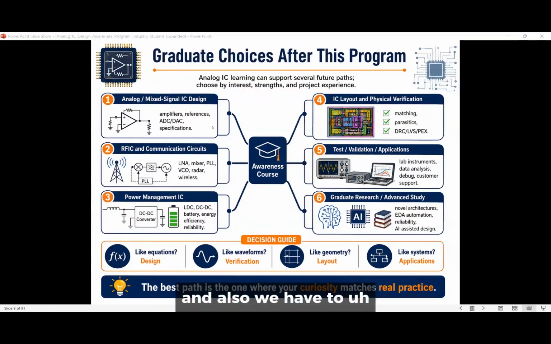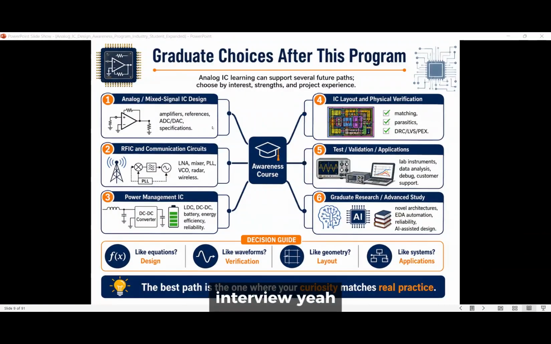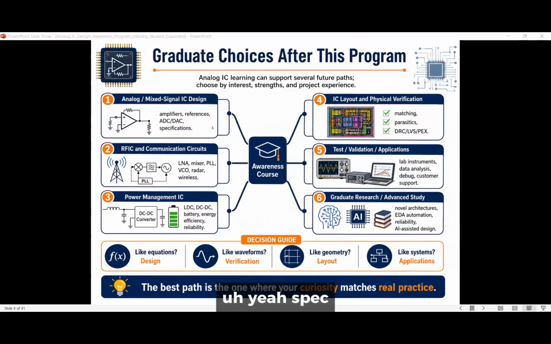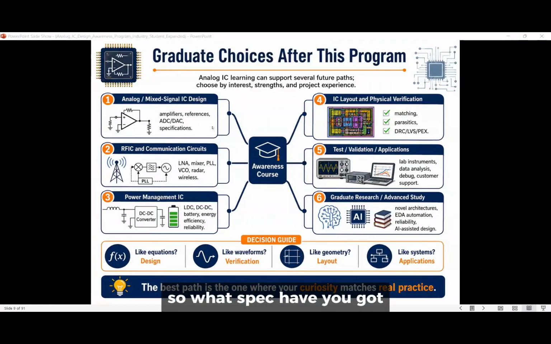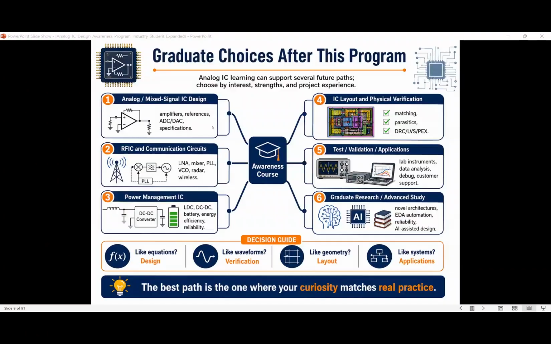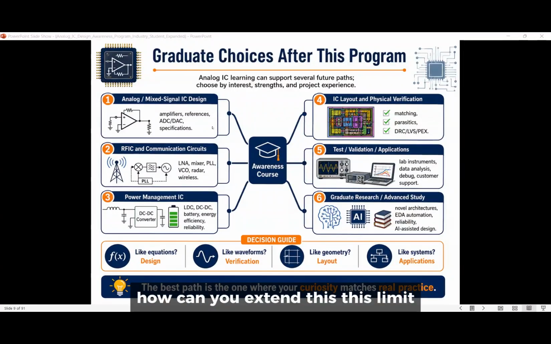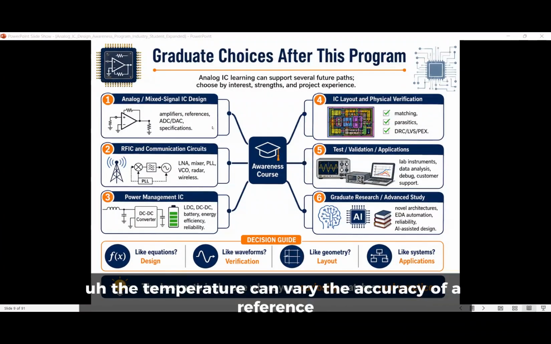We also have to understand each specification before we go to the interview. During the interview, the expert will ask many specs. For example, during your master or PhD studies, what specs have you achieved? For an amplifier, what is the near DC gain? How about the gain bandwidth product? How can you extend this limit? For the reference, how accurate is the current mirror, and how does temperature vary the accuracy of the reference?